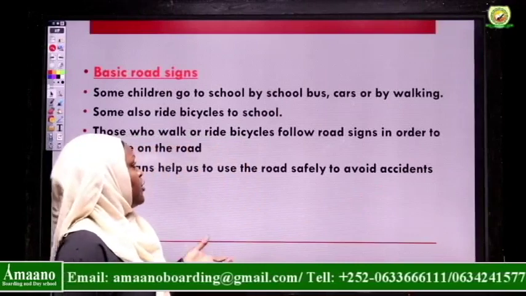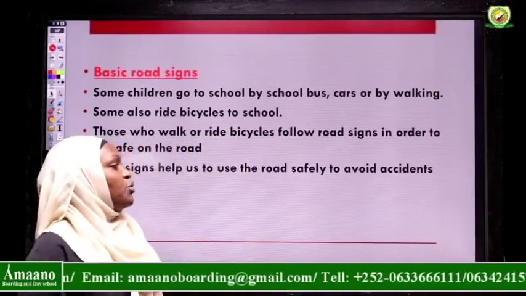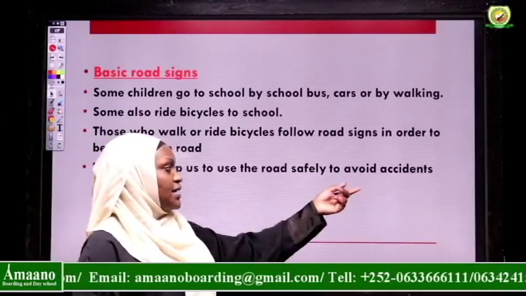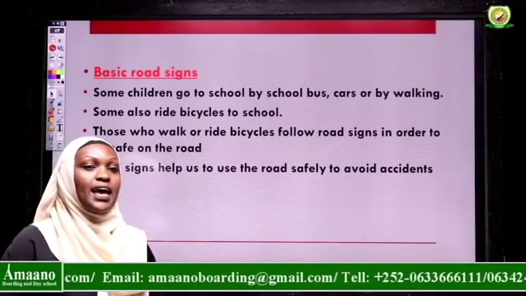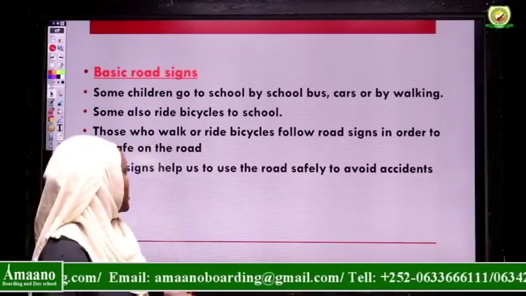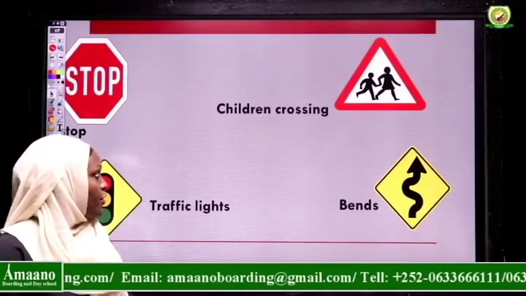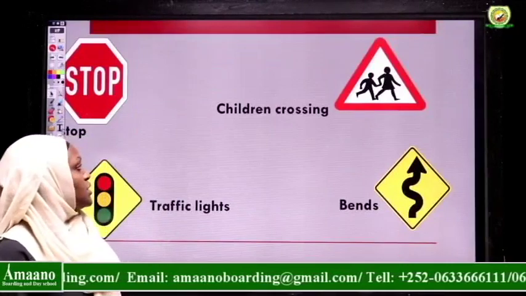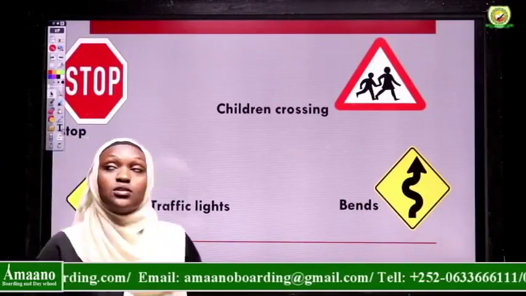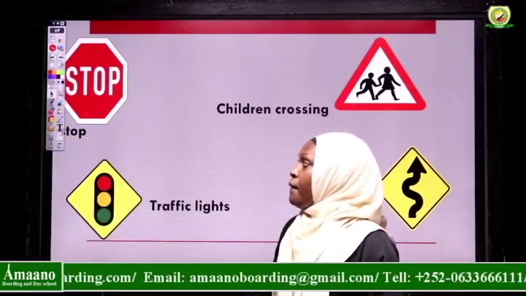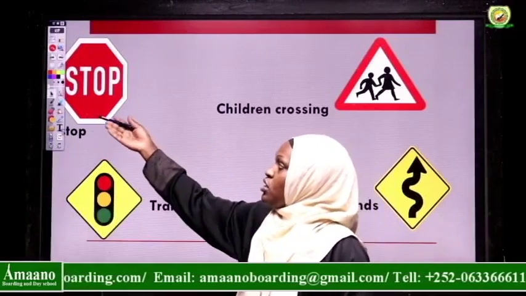If you find a road sign somewhere and you fail to follow it, you may end up causing an accident. So we should always follow the road signs to avoid accidents. Now, let's look at some examples of the road signs we find on the way. As you walk around, you find this road sign, and this one means stop. Maybe there's something ahead, or maybe there's a danger ahead, so you have to stop.